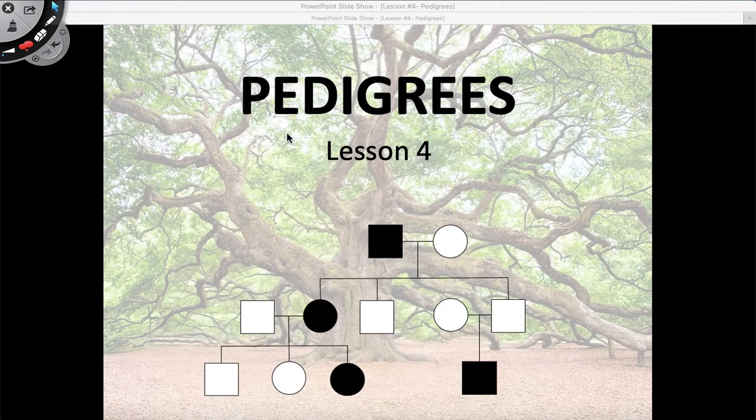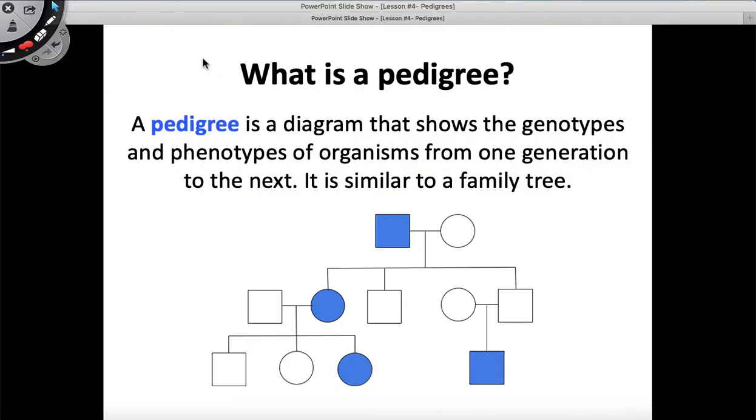Hello, Bio students. Today we are going to continue with the genetics unit and we're going to look at lesson 4, pedigrees. So what is a pedigree? A pedigree is a diagram that shows the genotypes and phenotypes of organisms from one generation to the next. It is similar to a family tree.